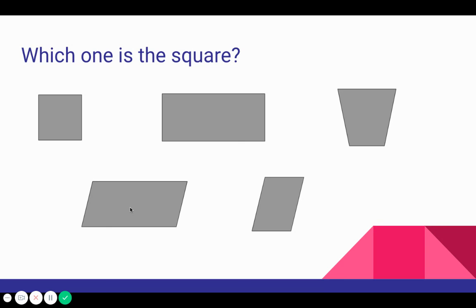And then this one, which one is the square? I want you to take out your math notebooks, and in your math notebook, I want you to draw the square. Draw the square and label it square in your math notebook. And then ask someone in your house if you're right. Or you can go back into the video and see which one is the square and check your work.